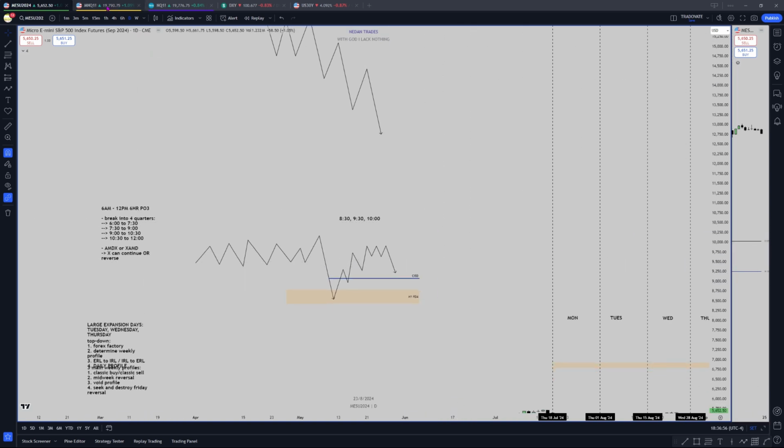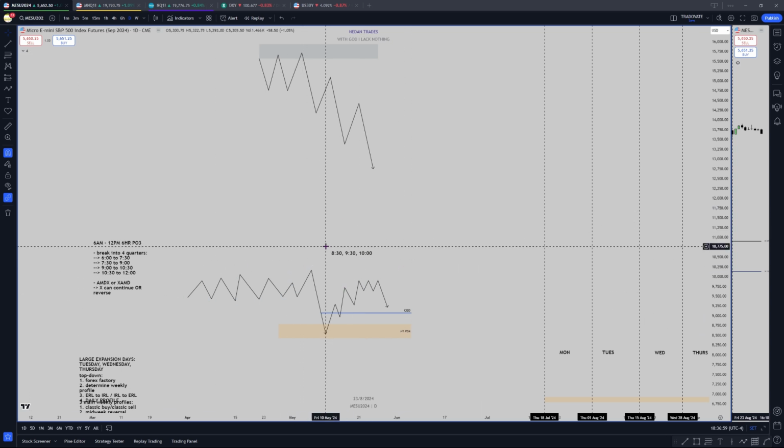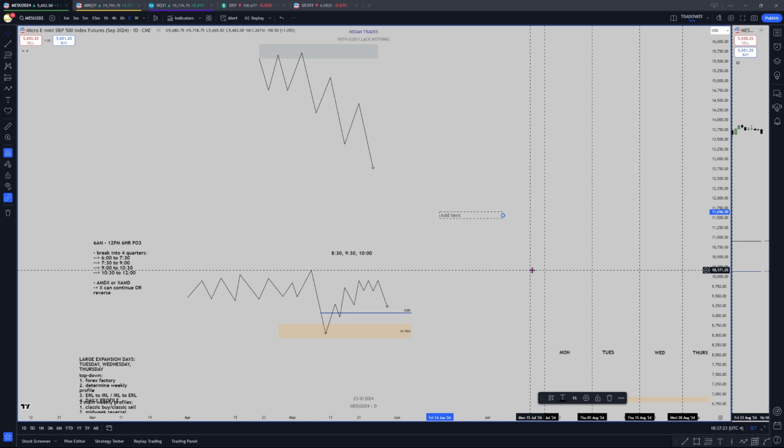So, are you still a bit confused about the 8:30, 9:30, 10, Donnie? Or you got it? Yeah, pretty much. 8:30 would manipulate, 9:30 distribute, and depending on whether or not we meet the draw, 10 o'clock will reverse or continue. Another thing, you want to see a high or a low put in by at most 10:30 to 11.